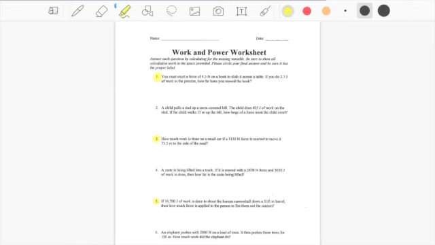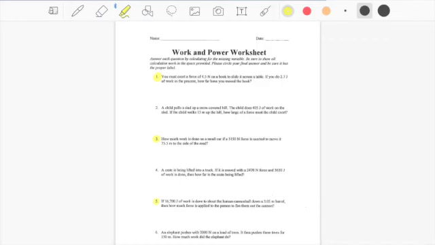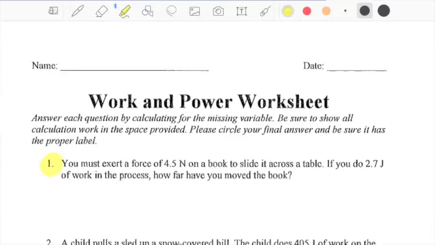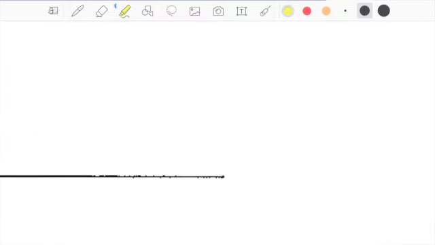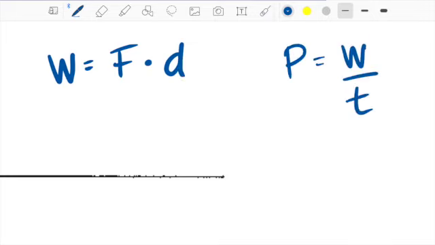Today I will show you the Work and Power worksheet. Okay, so first of all, I want to remind you of the formulas. The formulas we'll be using, guys, will be work equals force times distance, and power equals work divided by time.